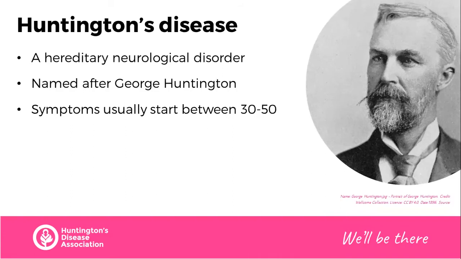Symptoms of the disease normally start between the ages of 30 and 50, but they can start a lot younger. We do have some children who have the disease, and that's known as juvenile Huntington's disease. And the symptoms might also start a lot later in life, and that seems to be becoming more common, as with other conditions such as dementia and Alzheimer's.